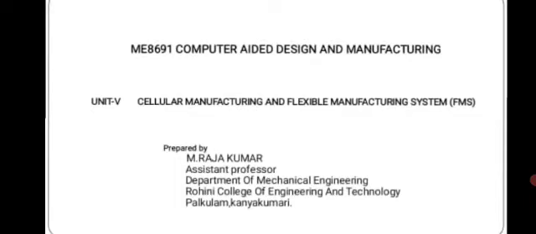Today in this video, I am going to explain cellular manufacturing and flexible manufacturing system. Cellular manufacturing is a process of manufacturing which is a subsection of just-in-time manufacturing and lean manufacturing encompassing group technology.